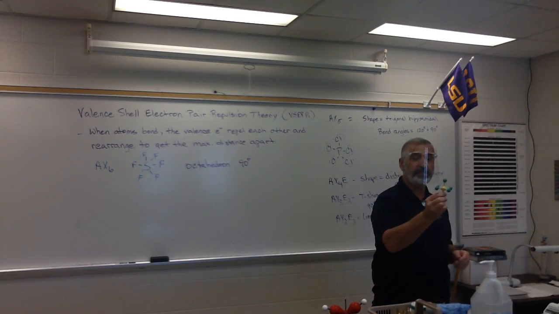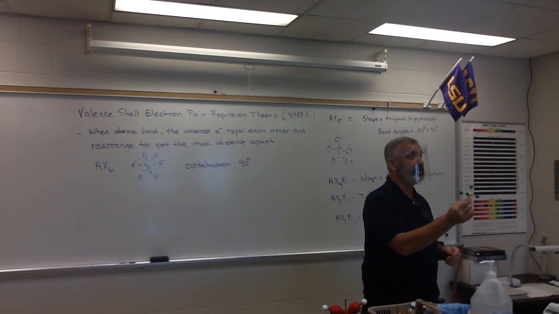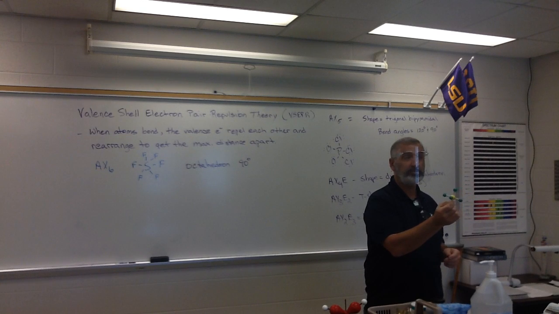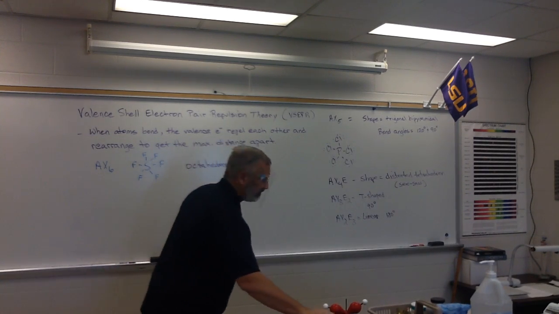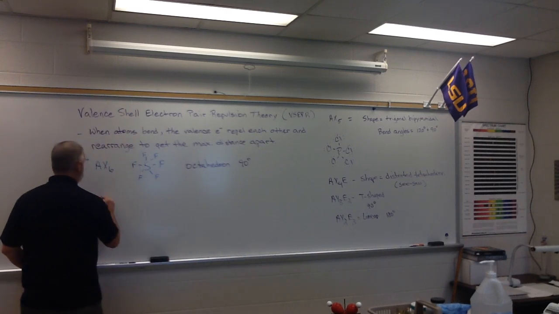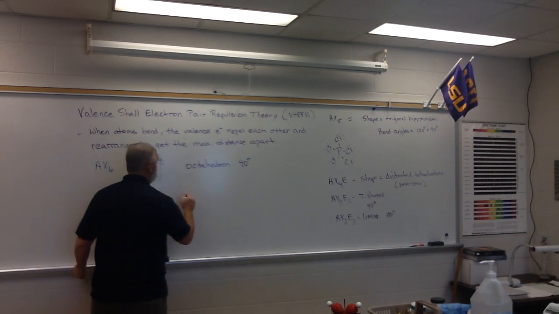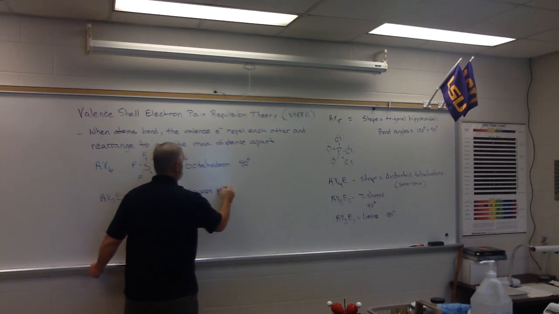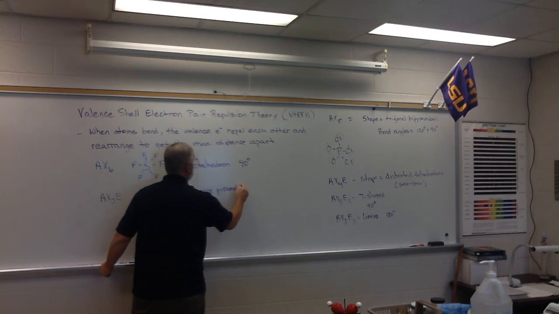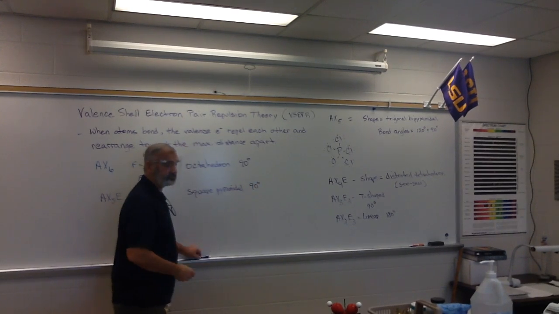Now, what's the shape going to be, you think? What's the base? Square pyramidal. So AX5E, still 6 electron pair domains, it's going to be square pyramidal. But the bond angle is still just 90 degrees. It's never going to change.